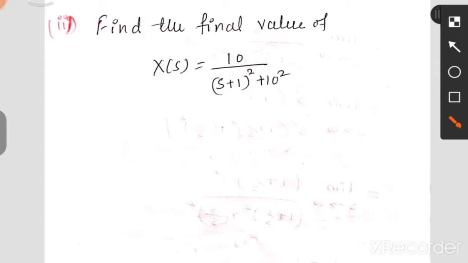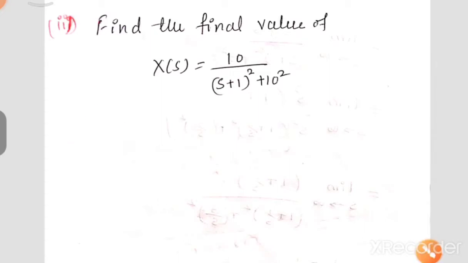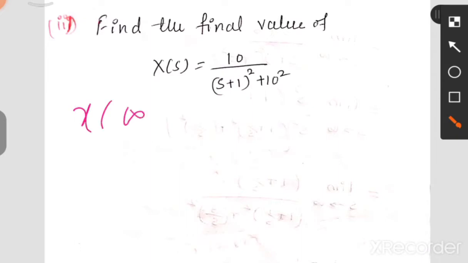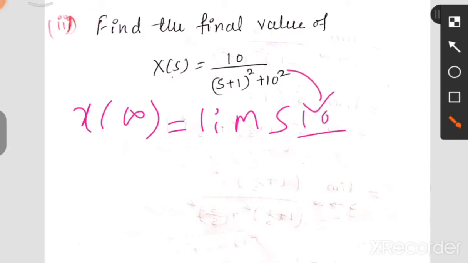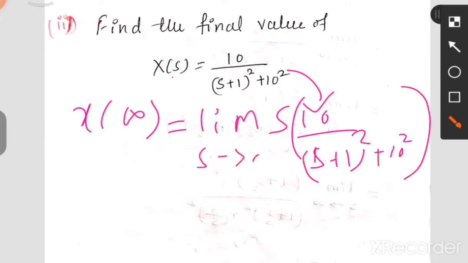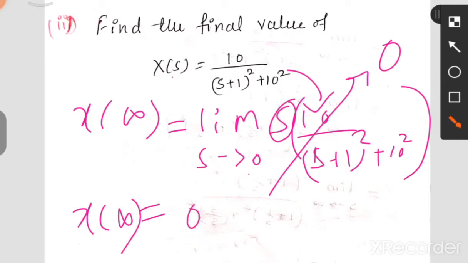That is, in this case, sorry, here we have x of s, so x of infinity is what we are supposed to find. It will be the limit of s into x of s, which is s times 10 divided by (s plus 1) whole square plus 10 square, where s tends to 0. When you substitute s equal to 0, the entire term goes to 0. So therefore x of infinity will be 0.